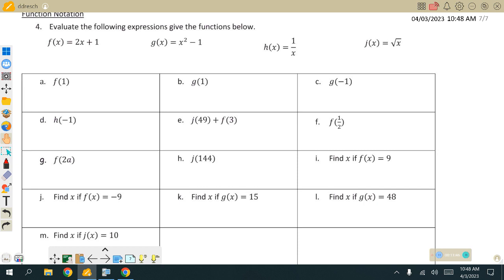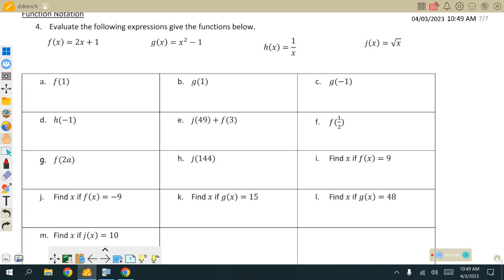Now, up here I have 4 functions. With these 4 functions, what we want to do today is get comfortable with them. Tomorrow, if we have time, we're going to do a little bit of graphing with your graphing calculator on these. But what we want to do is just get in practice evaluating these to start off with.